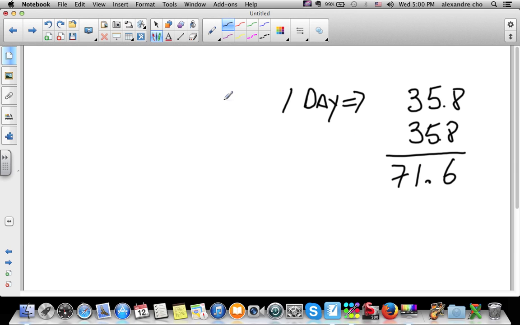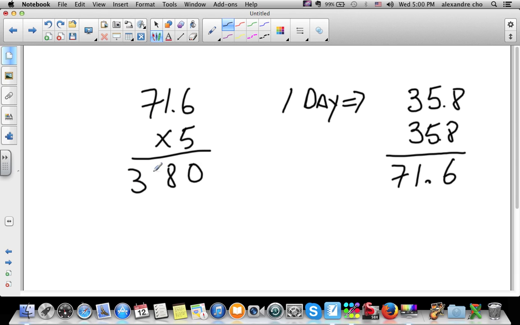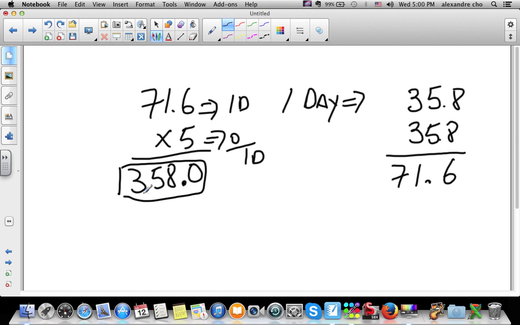You want to multiply this by 5 because there's 5 days that he drives. So 71.6 he drives in 1 day times 5. Let's see if I get this right. 5 times 6 is 30. Carry the 3. 5 times 1 is 5, plus 3 is 8, and then 5 times 7 is 35. This particular factor has 1 decimal place. This one has 0, for a total of 1 decimal, so my answer should have 1 decimal place, making my answer 358. Let's check that. And yes, I have it correct.